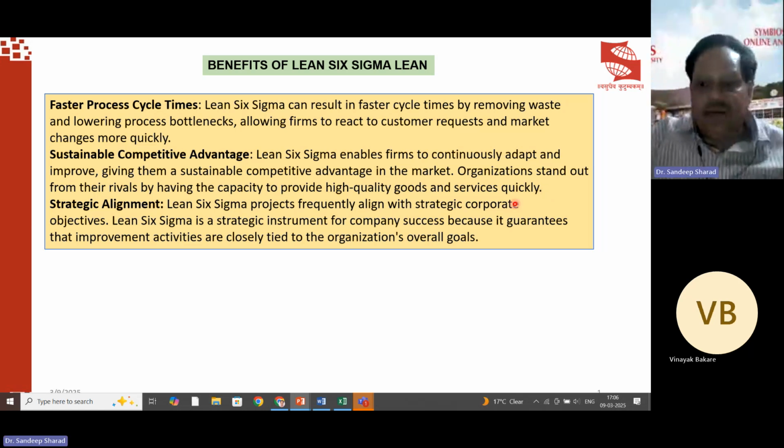Strategic alignment: Lean Six Sigma projects frequently align with strategic corporate objectives. Lean Six Sigma is a strategic instrument for company success because it guarantees that improvement activities are closely tied to the organization's overall goals.